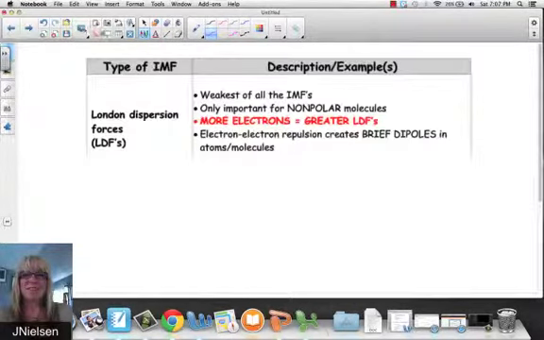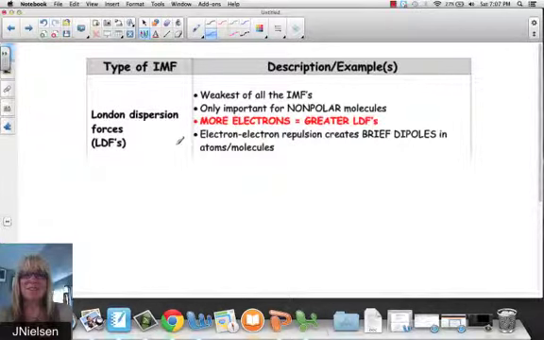So I'm going to begin by just reviewing the three types of intermolecular forces that we focused on in this unit. The first type of intermolecular force, and remember when we're talking about intermolecular forces, we're talking about those forces between molecules, not the forces or the bonds within the molecule, but those between the molecules. So the first one is called London dispersion forces. We refer to them as LDFs. They are the weakest of all intermolecular forces, and they're important for nonpolar molecules.